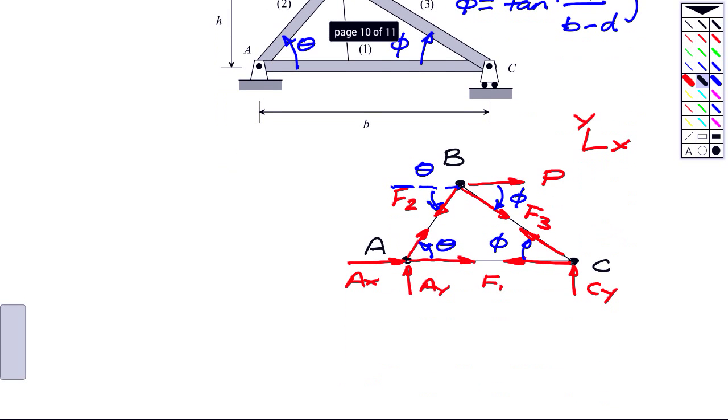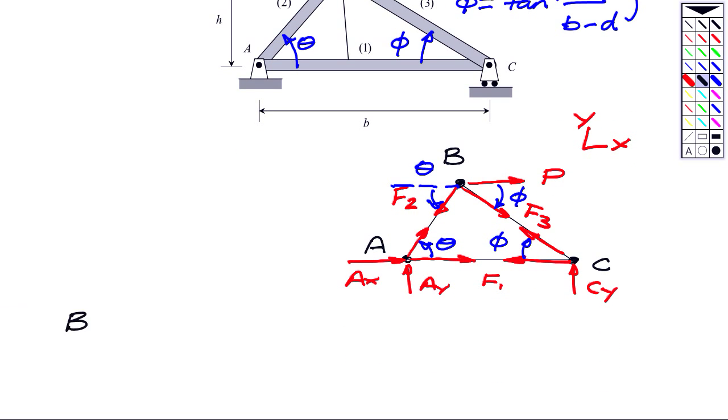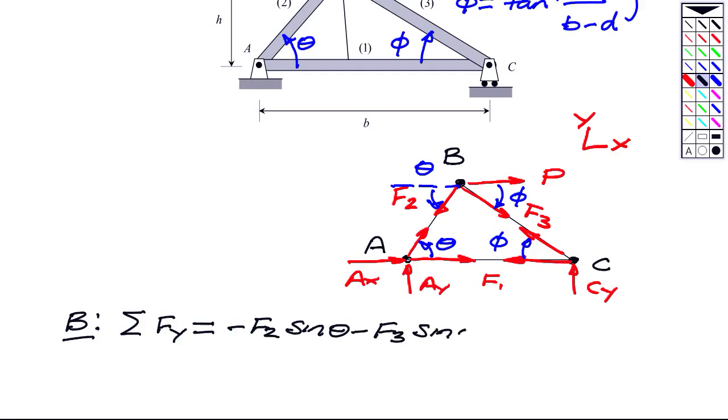I'm going to start at joint B, and I'm going to write down the equilibrium equation in the y direction for joint B. I have minus F2 sine theta minus F3 sine phi. For equilibrium, that is 0. So from this, we see, of course, that F2 is of the opposite sign of F3, and the ratio here is sine phi divided by sine theta times F3.